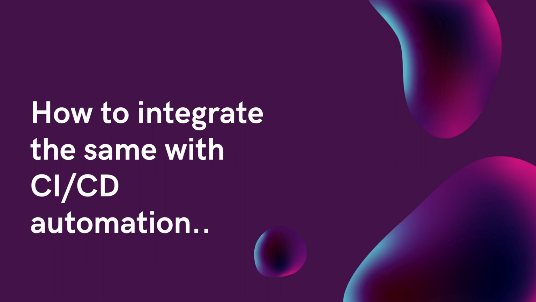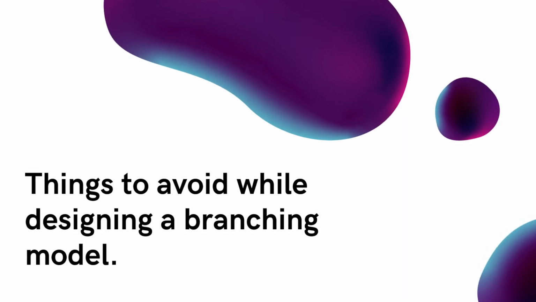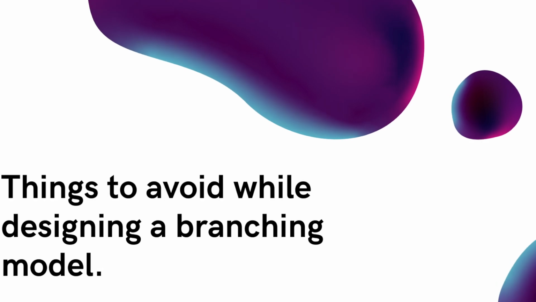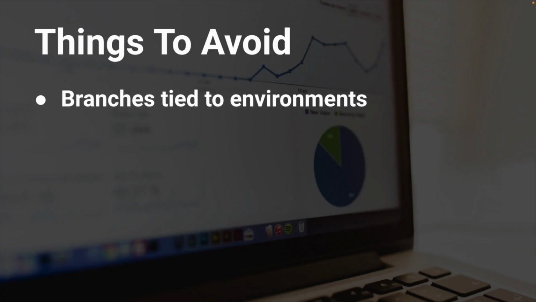After having all those points considered while designing your branching model, you should always think how your branching model will get integrated with CI/CD so that your automated releases can be deployed. Now, here are a few things which we should definitely avoid while designing a branching model. So first thing will be, don't tie your branches directly to the environments.